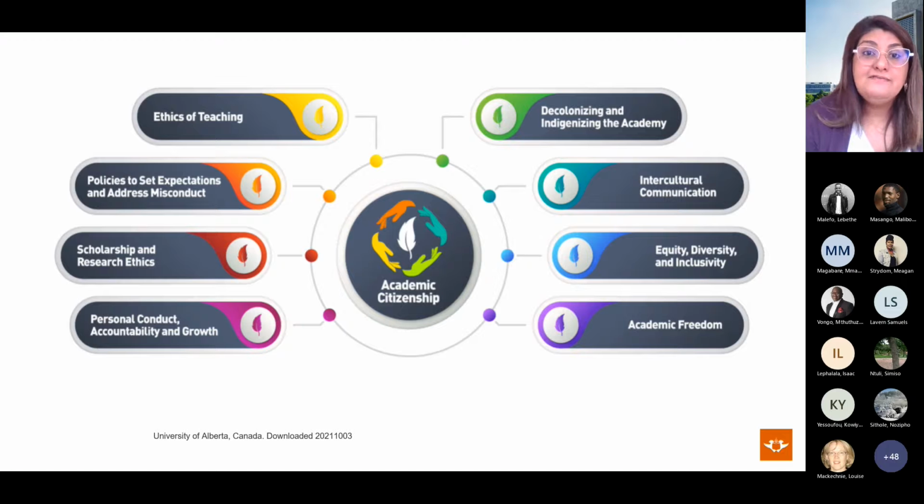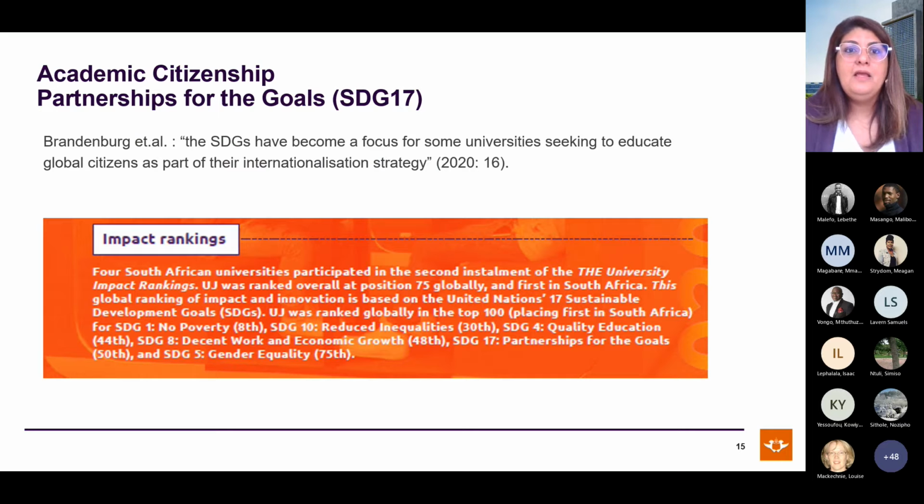Also, equity, diversity, and inclusivity, because when you have an internationalized classroom, this is definitely one of the key components of that. So I think that if you think of yourself in your role at UJ or wherever you may teach, in terms of your career path, and you think of yourself not just as a global citizen, but as an academic citizen, this would be a wonderful way for you to develop your own personal profile and your identity as an academic at UJ.